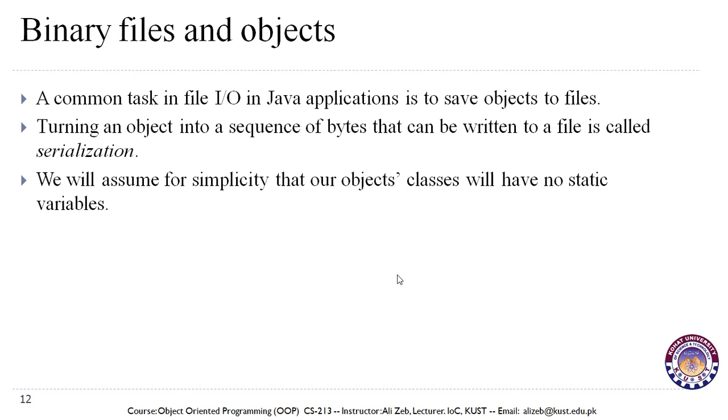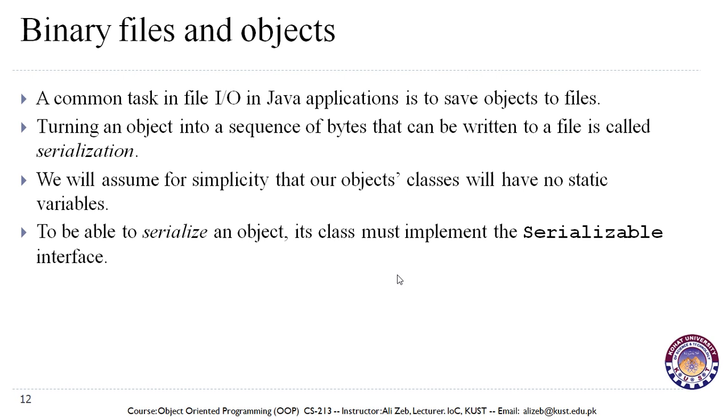We will assume for simplicity that our object classes will have no static variables. To be able to serialize an object, its class must implement the Serializable interface. So we will be implementing the Serializable interface to be able to serialize an object, and we need to serialize an object to be able to write those objects to files, because in the process of serialization you are turning an object into a sequence of bytes.